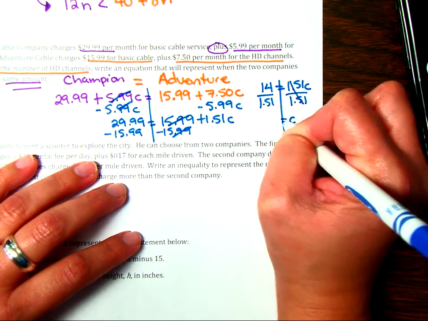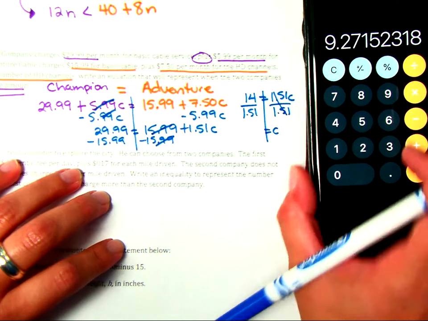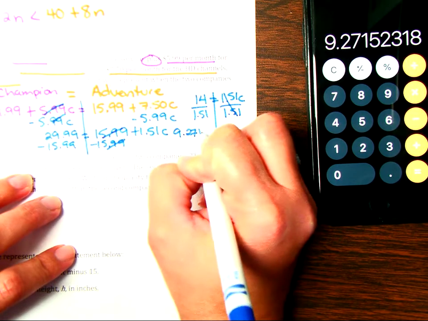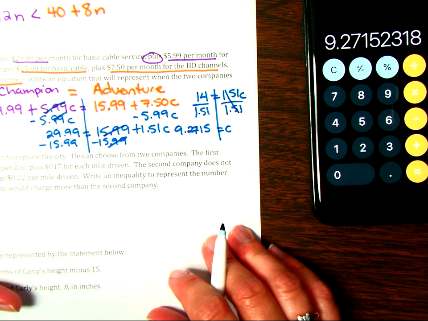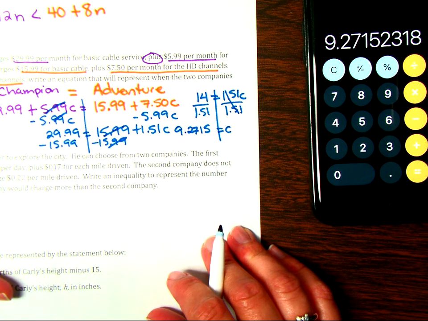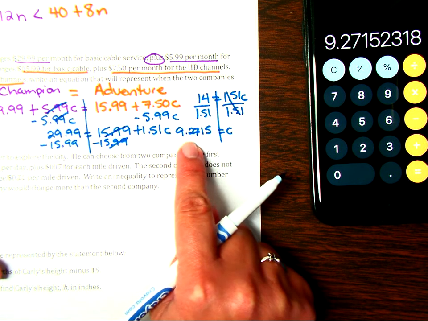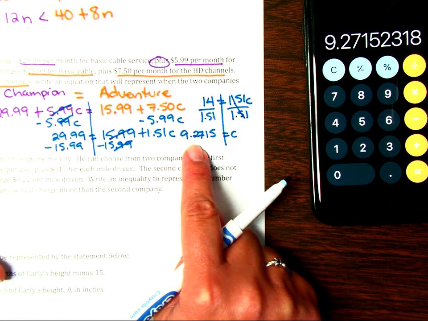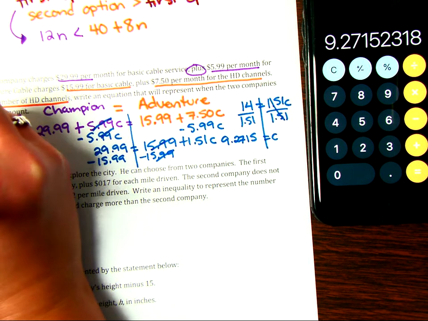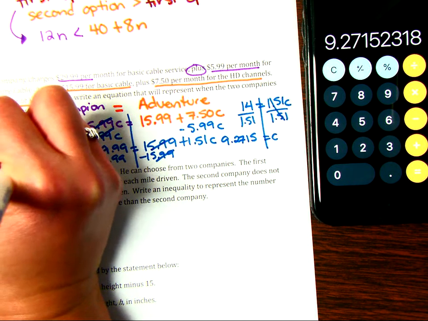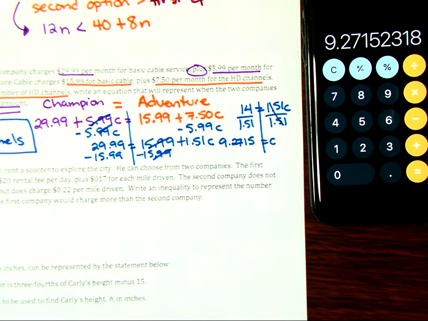So 14 divided by $1.51 is going to get you 9.2715 and so on and so on. But if we're talking about money, write an equation that represents when the two companies will charge the same amount, and the C represents the channels. Well, can you have this amount of channels? So we'd say around 9 channels for them to be about the same, because you can't have 9.3 of a channel. All right, let's keep going.